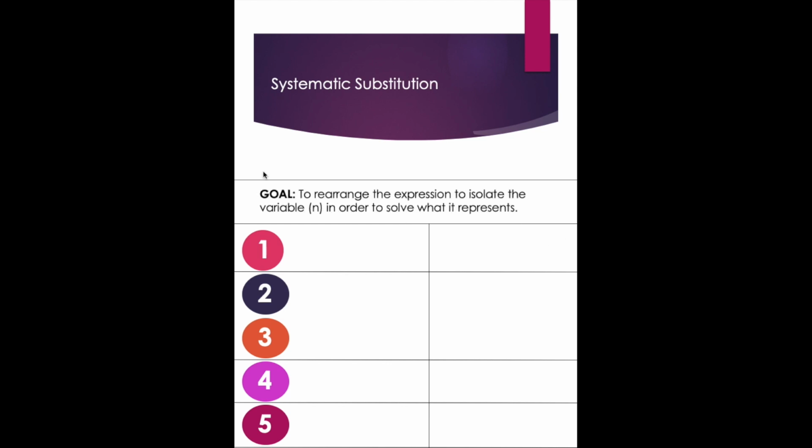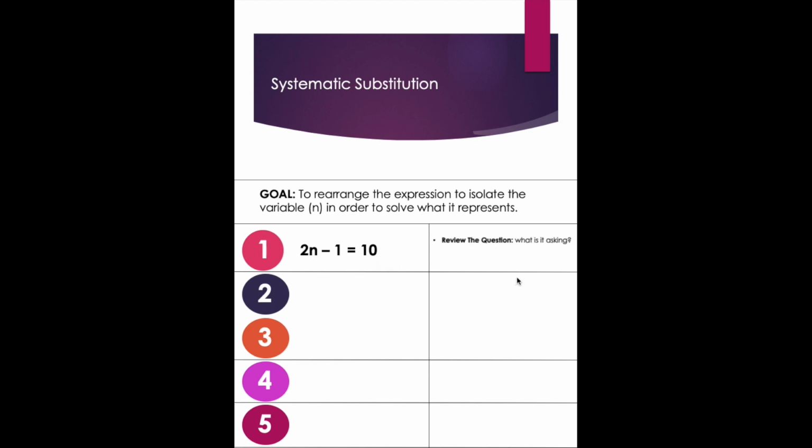So first and foremost, our goal is to rearrange the expression to isolate the variable. In this case, the variable is going to be n. We don't know what it represents. It's just a mysterious number. In order to solve what it represents, let's say the question is 2n minus 1 equals 10.